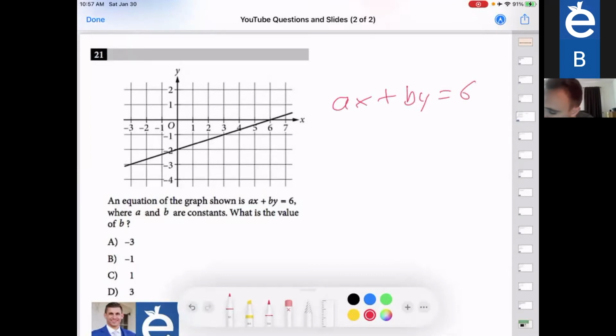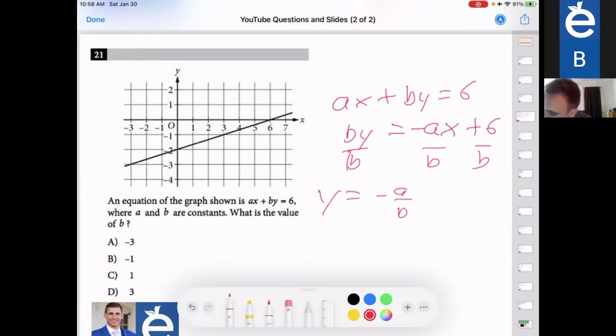So I'm going to rewrite this here. By is equal to negative ax plus 6, just subtracting that over. I'm going to divide by b, just to try and maybe make a little bit of sense out of this. So y is equal to negative a over b x plus 6 over b.